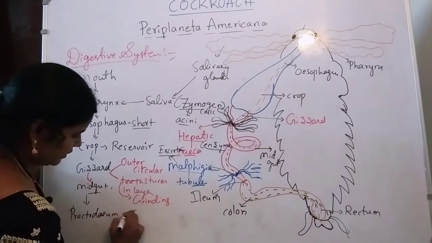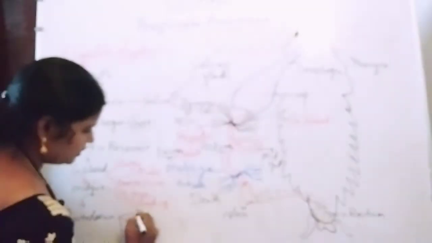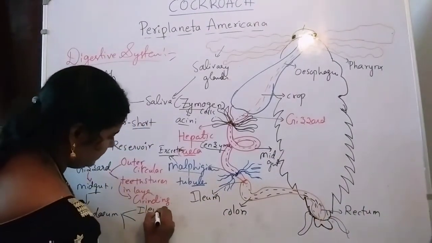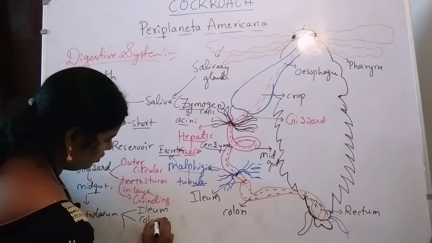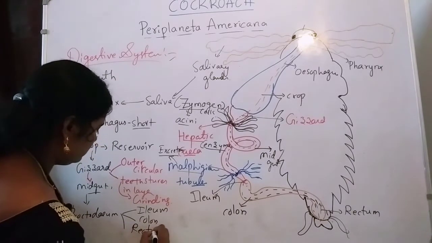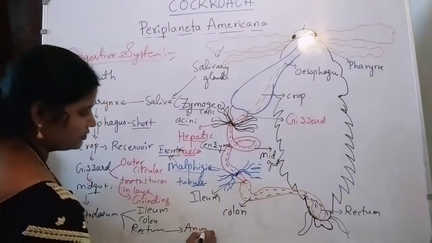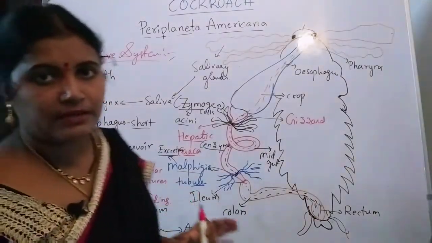Proctodaeum is further divided into 3 parts. See here, ileum, colon and rectum. And finally, the rectum opens into the anus. So it is a very simple digestive system.